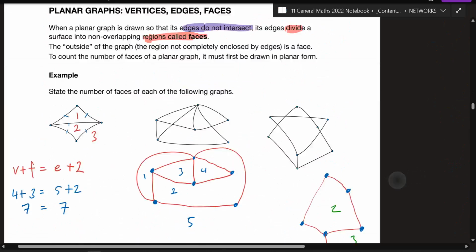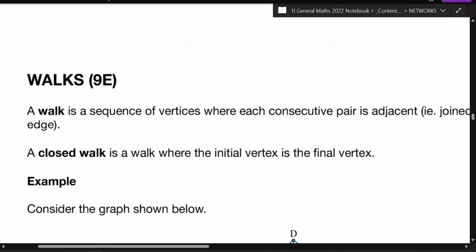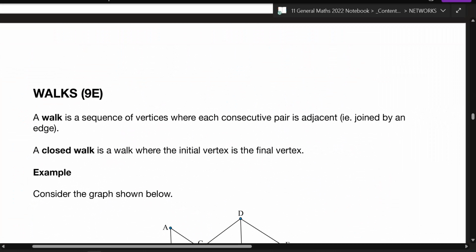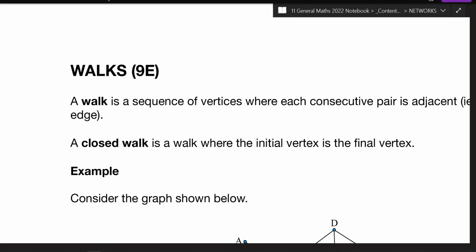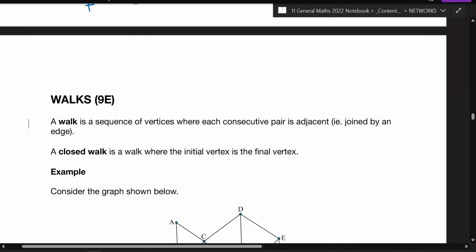All right, let's go on to 9E. Now, in 9E, you're going to be learning about 4 new terms. So please be attentive with this. Make sure you write some notes. When we work with networks, a lot of the time it's not just about looking at the connections and understanding how to get from one point to another. It's also about interpreting what's happening in the graph and where you can go in the graph. So when we talk about this word walk, it's about, can you give me instructions on how to get from this spot to this spot?